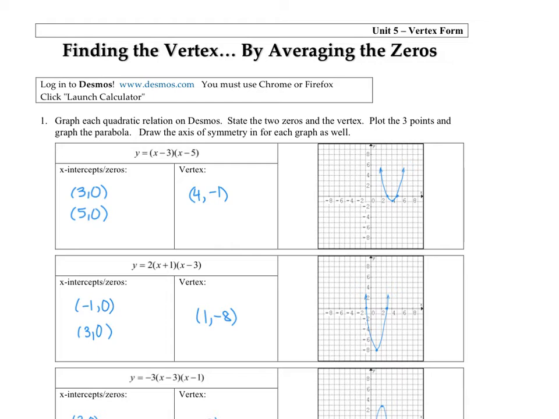Now the y just takes a little bit of outside the box thinking on how to get a y coordinate if you're already given the x. So we're going to look at that on the next page.